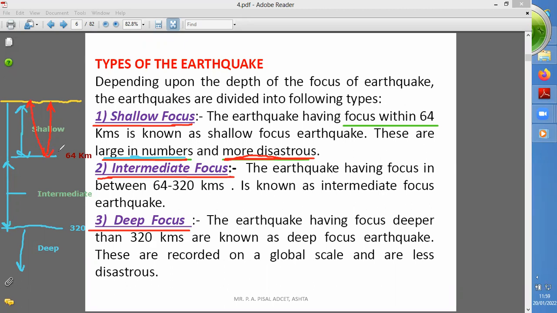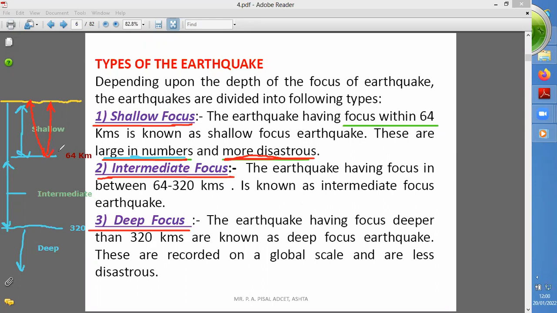The smaller the depth of focus distance, the greater the effects, because if the distance is small, the earthquake waves come to the earth's surface without taking too much time. That's why it causes maximum disasters or effects on the earth surface. Now, second are the intermediate focus earthquakes: if the depth of focus point is from 64 to 320 kilometers, then it is considered intermediate. Third is the deep focus earthquake.